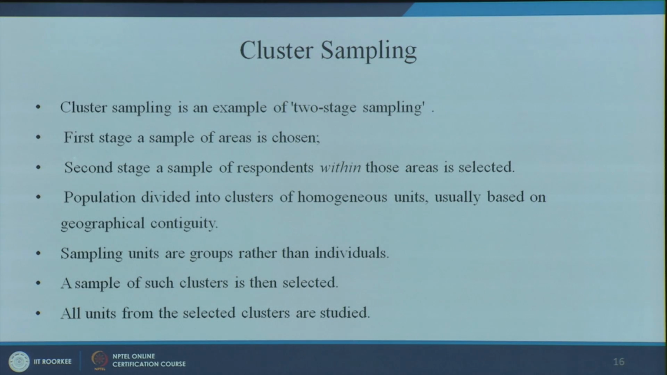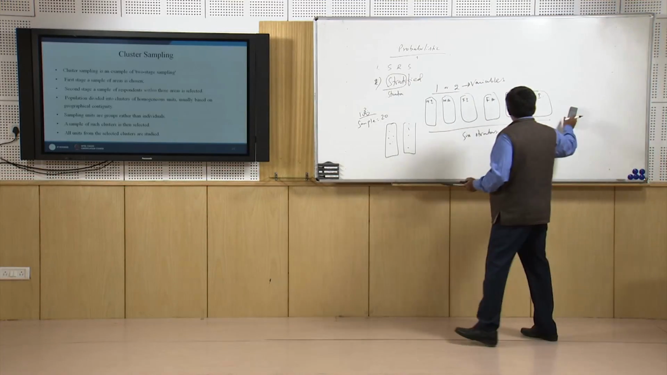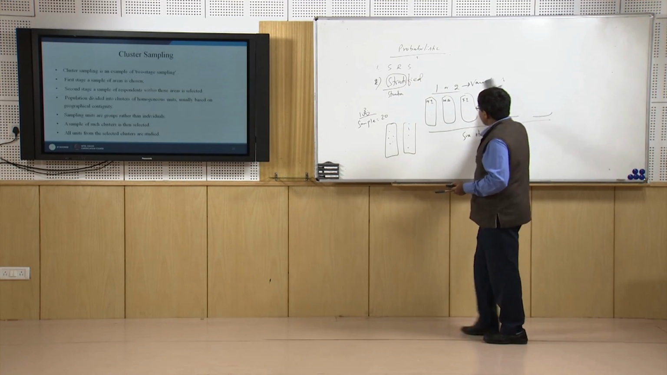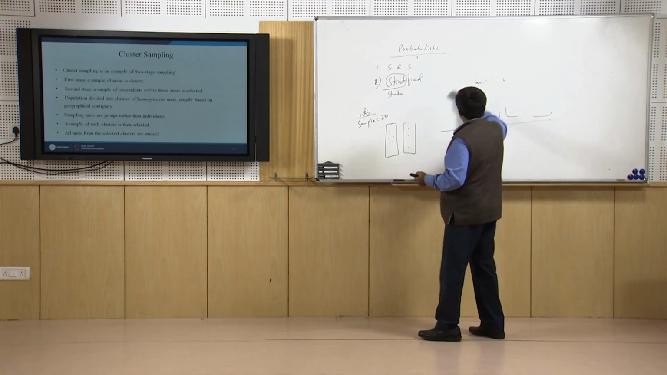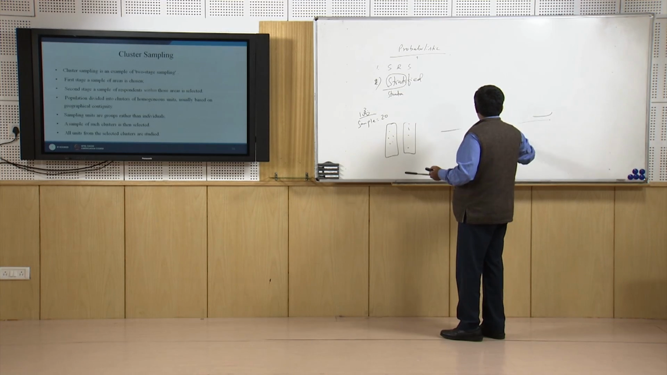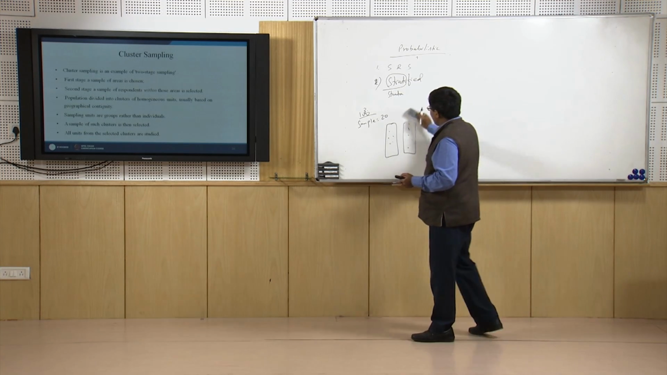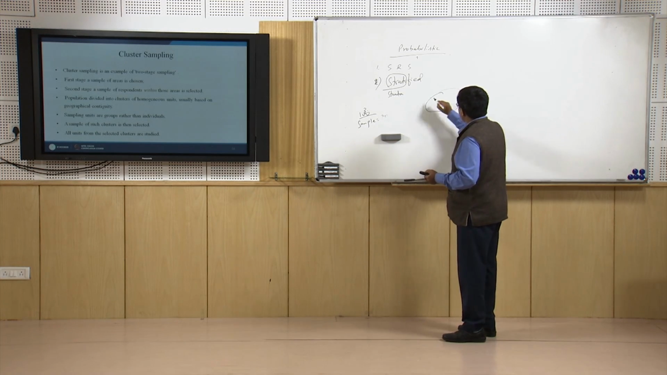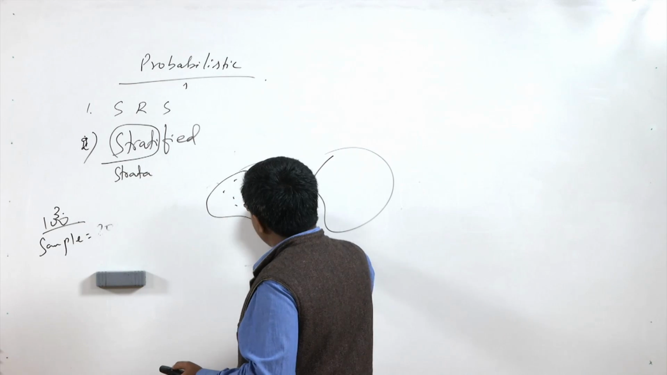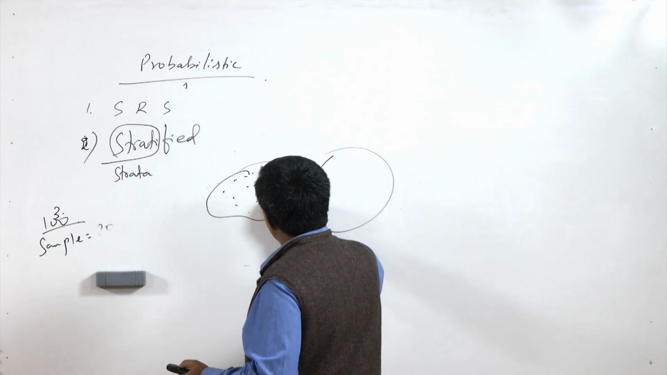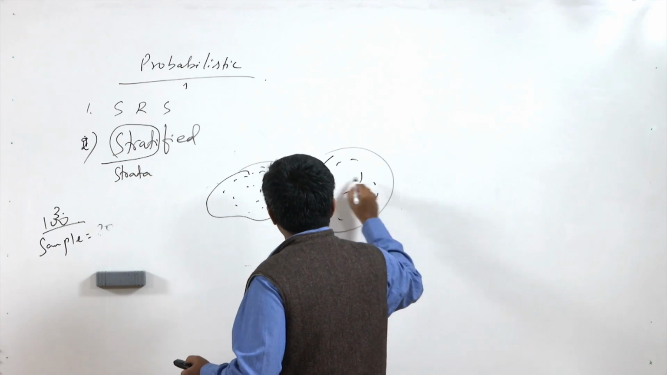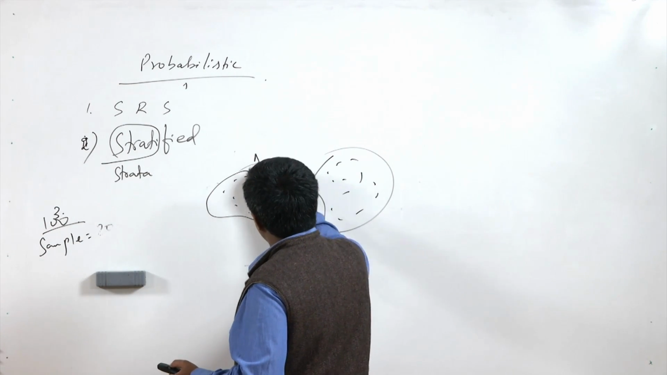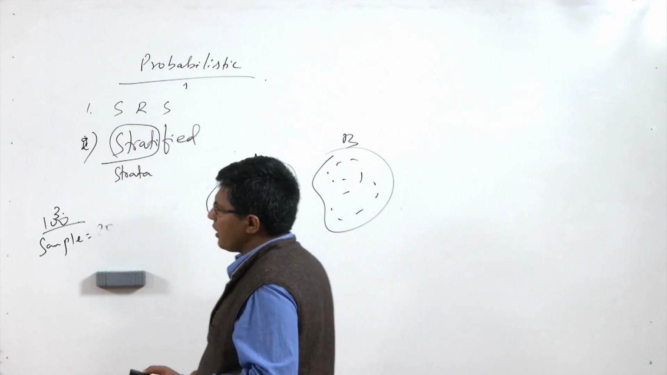The last sampling method is called cluster sampling. Under the probabilistic methods, this is the last one. Cluster sampling is basically like area sampling. So, what is a cluster? These are clusters, where the data points or respondents are very similar in nature. So, this is cluster A, this is cluster B, let us assume.